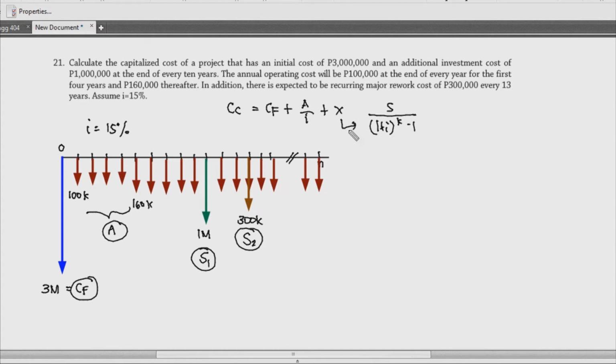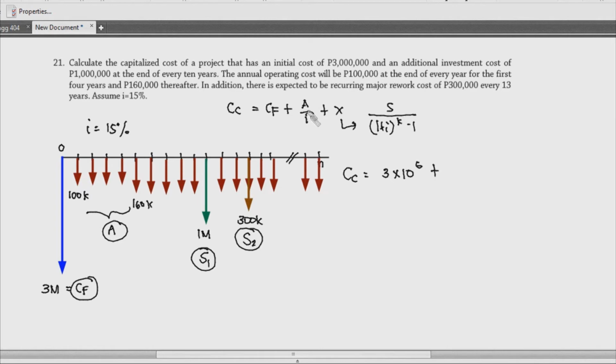And let's just solve for this, no? So if we need to find the capitalized cost, we can determine our CF. So that is 3 million. So 3 times 10, gawin ko na lang is scientific notation para hindi masyado takaw space. So 3 times 10 to the 6th power. And then we add this perpetual maintenance, no?